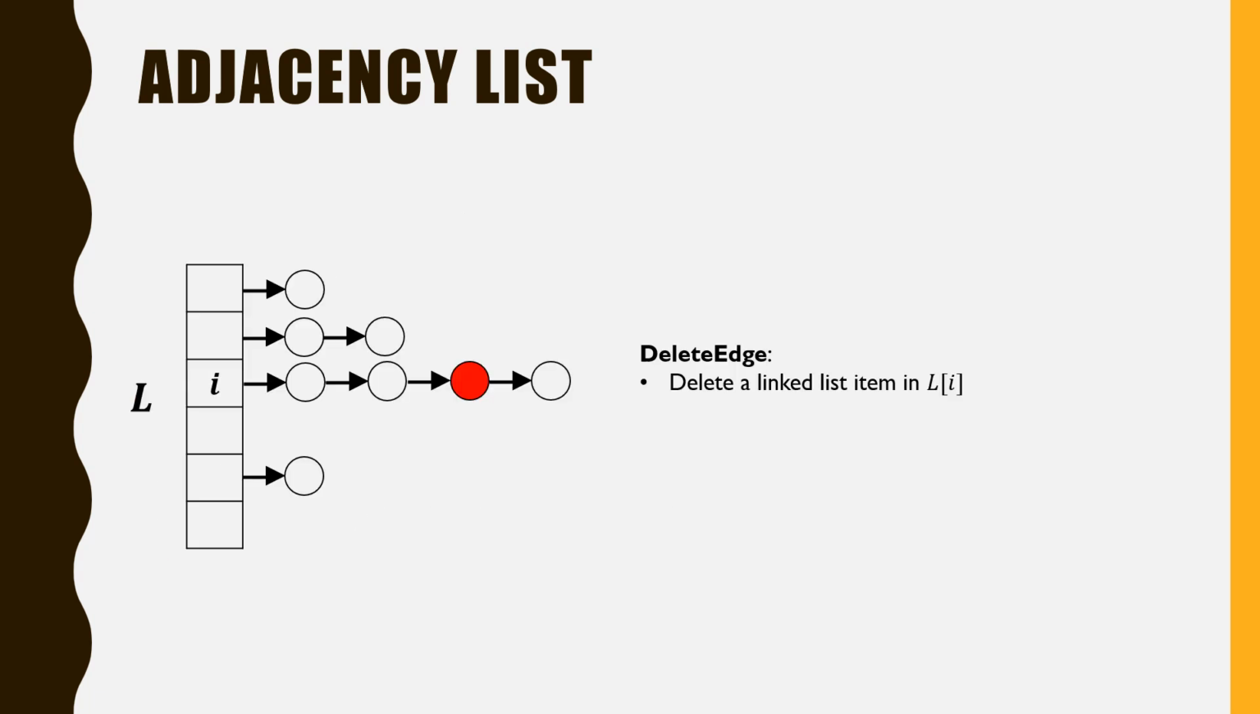The next operation, delete edge, removes an edge by traversing the linked list of its source node. Once the corresponding linked list item is identified, it is removed directly from the list. This operation runs in O(d) time, as it needs to traverse a linked list.